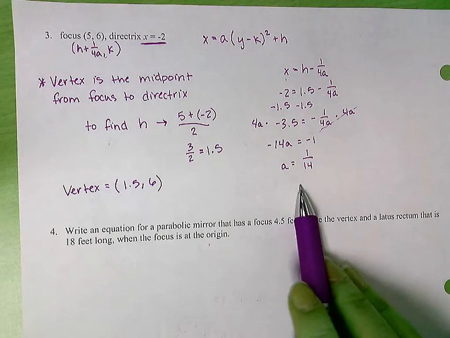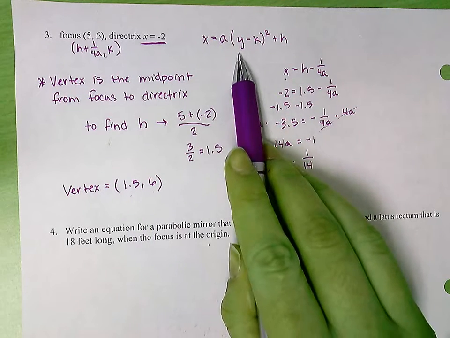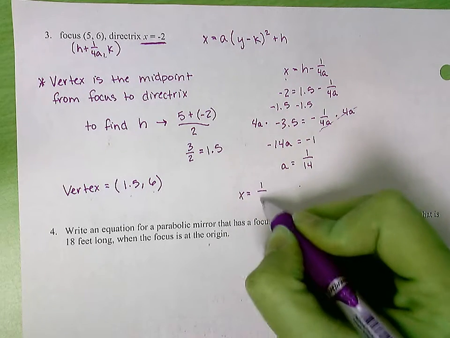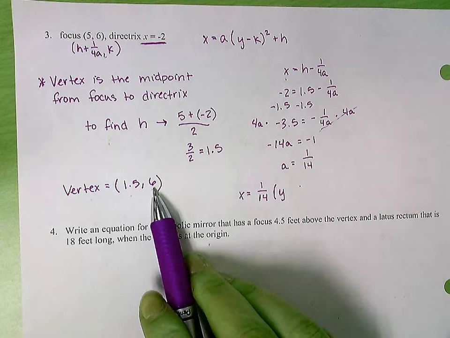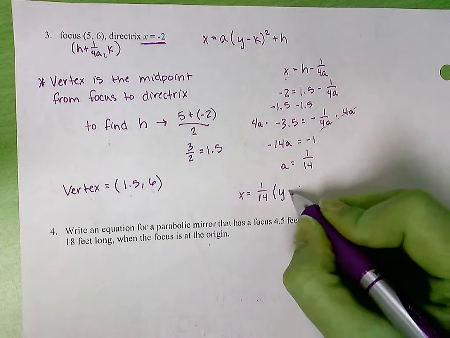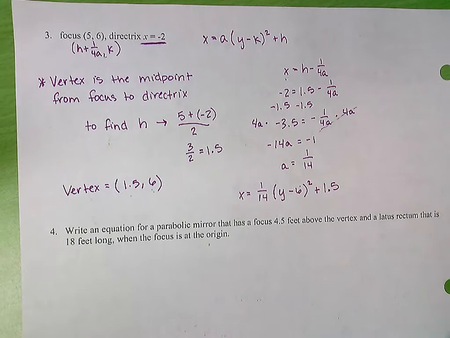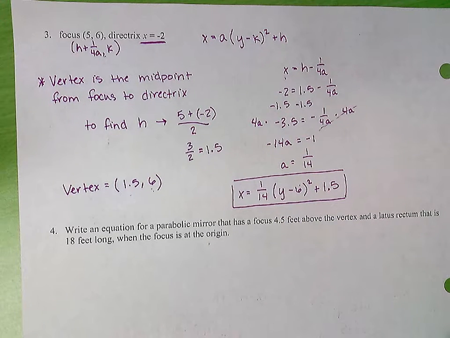Okay, so now I have all of my pieces. So I have a, I have h, and I have k. And I can plug them into this form right here. So we have x is equal to 1 over 14 times y minus k. Your k value is that 6 squared. And then plus h is 1.5. Okay, questions on that one?